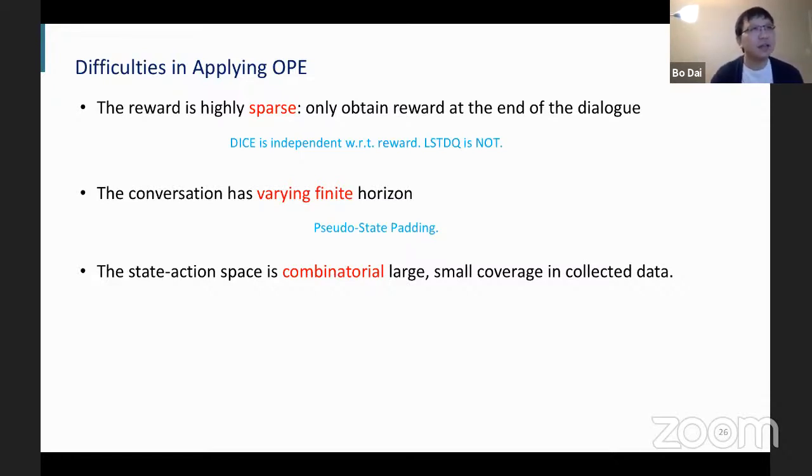And to handle the combinatorially large state, we introduce a function approximator, basically a language model. I'm not sure because this is a control community, so you guys know about language models, right?